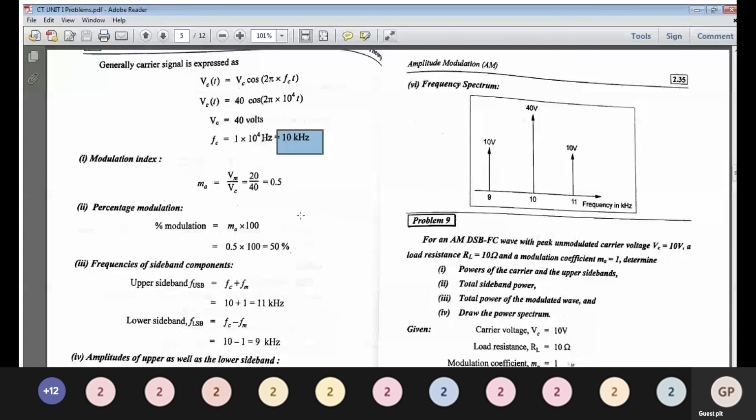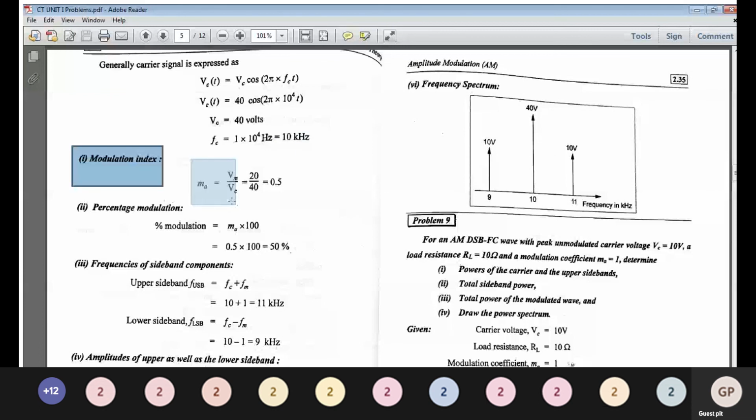Up to the previous problem, the parameters were directly given. But in this problem, they are giving the modulated signal equation and the carrier signal equation. From the given equations, we are identifying the parameters. So next, we will start our calculation.